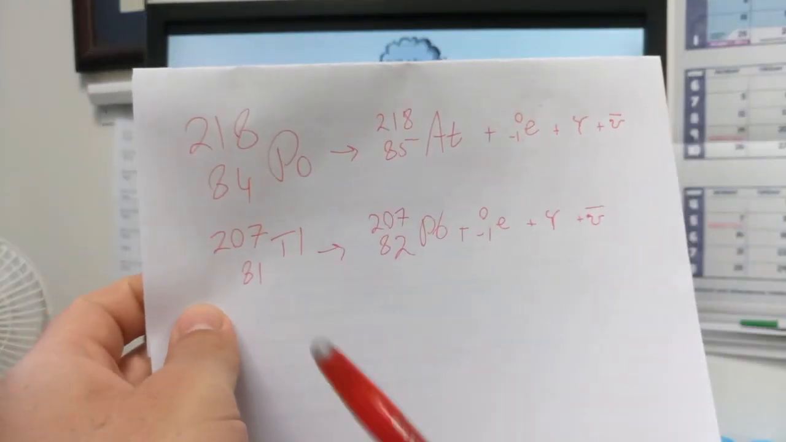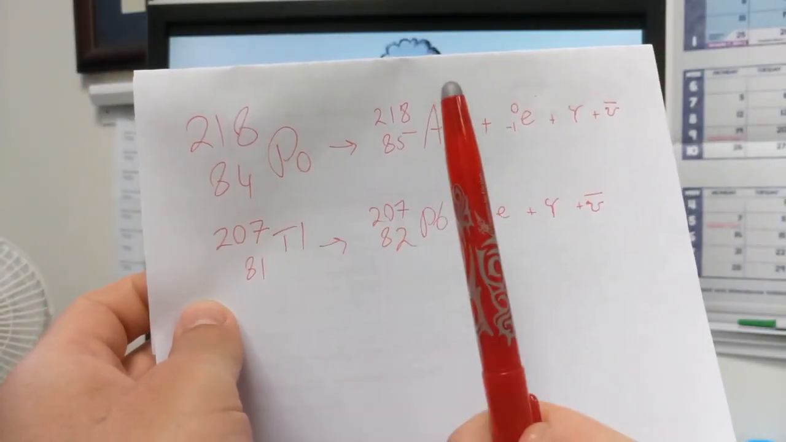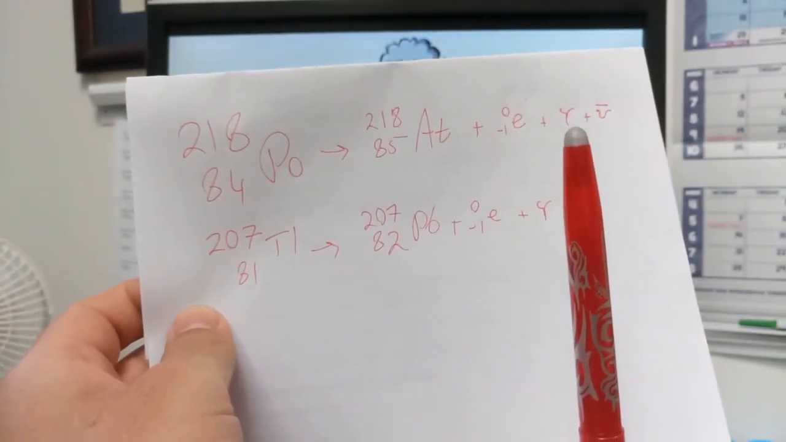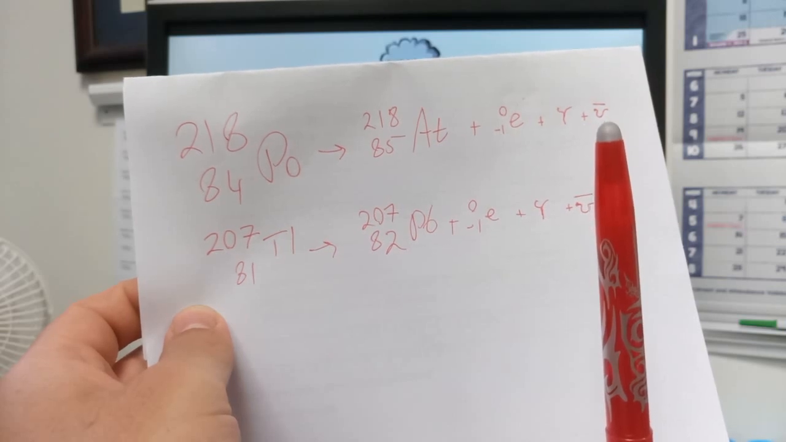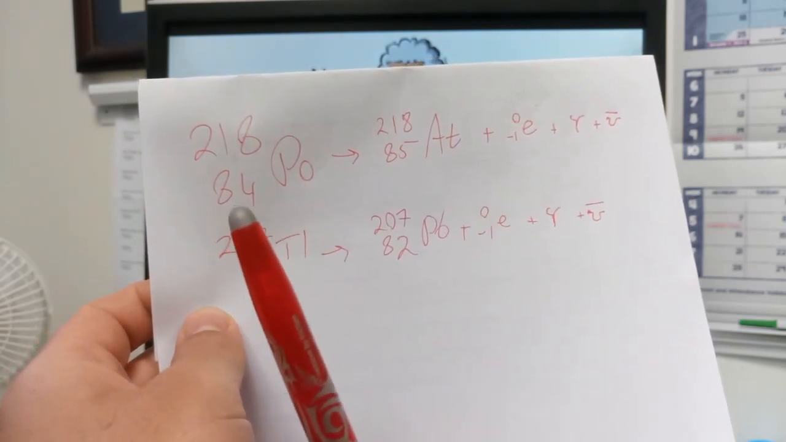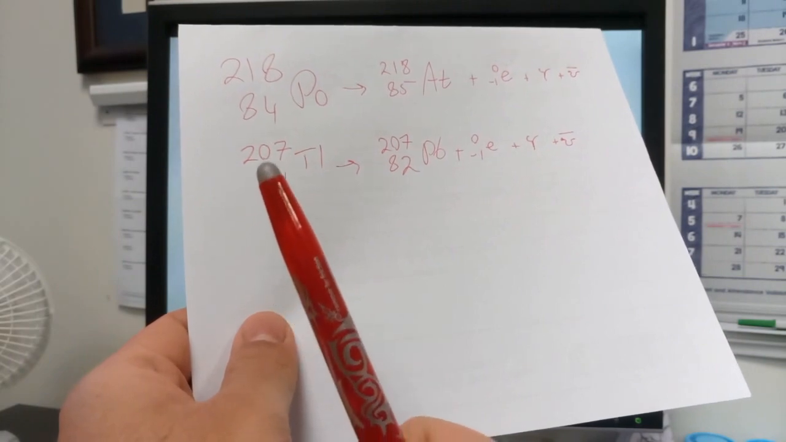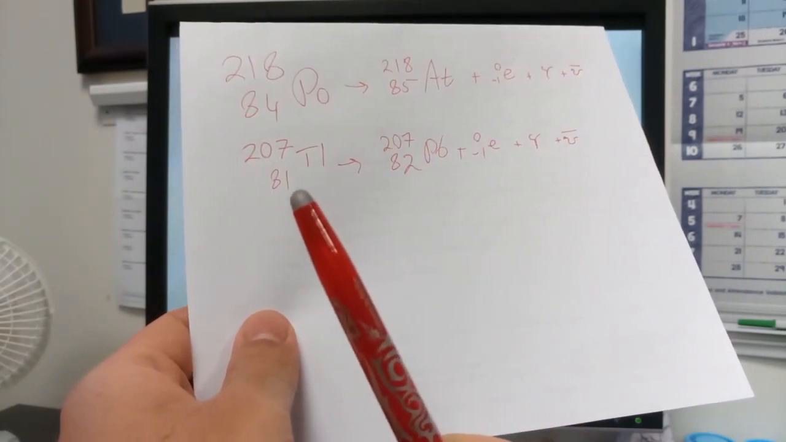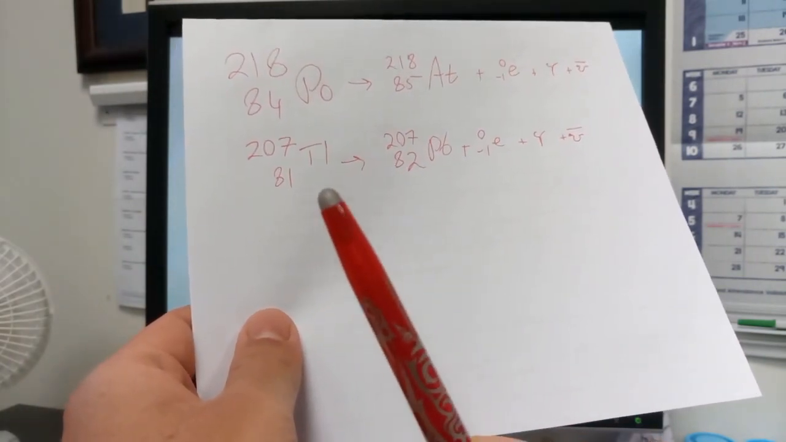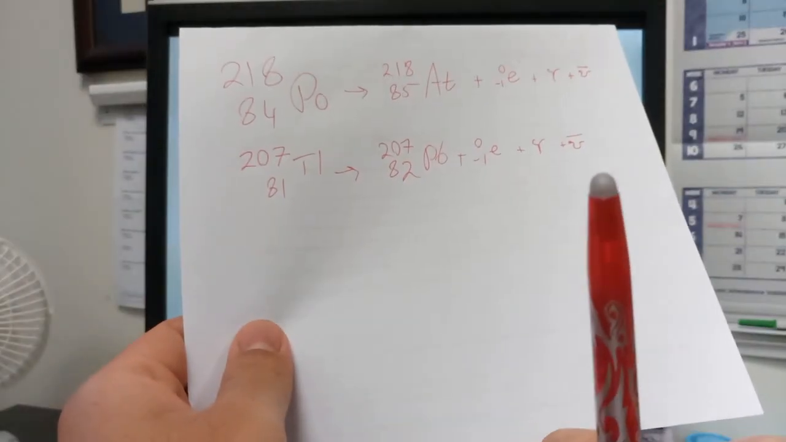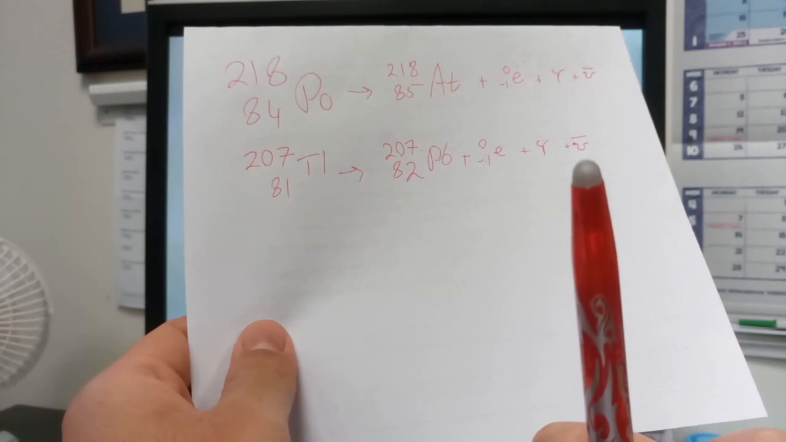Here's the answers. Polonium-218, atomic number 84, becomes astatine-218, atomic number 85, plus an electron, plus a gamma ray and an anti-neutrino. Note 84 goes to 85 because the neutron becomes a proton, but the mass numbers stay the same. And then this one here, thallium-207 stays the same, but 81 becomes 82. So the thallium will actually become lead. You've got your electron, your gamma ray, and your anti-neutrino there.